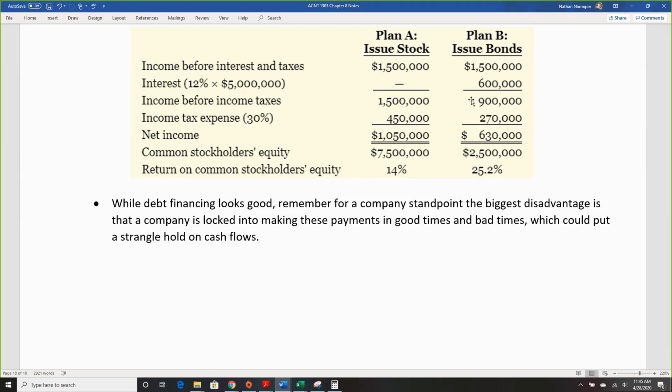Again, the only thing we ever pay investors with equity is dividends, and we don't actually have to pay that. On your bonds, you do have to pay interest and the maturity value, the par value. Okay?